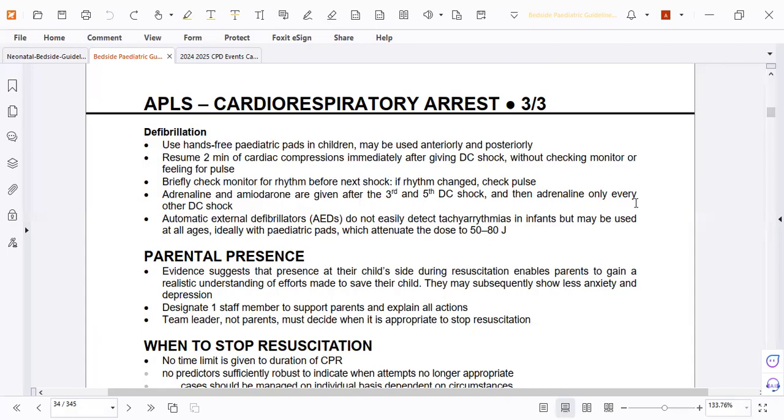Automatic external defibrillators do not easily detect tachyarrhythmia in infants, but may be used at all ages, ideally with pediatric pads, which attenuate the dose to 50 to 80 joule.